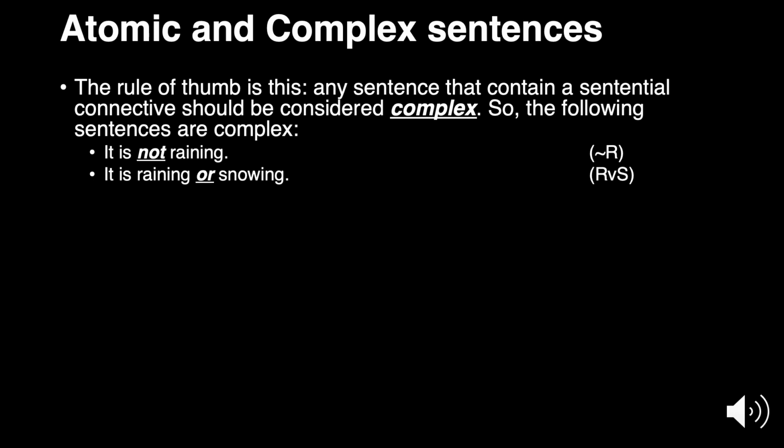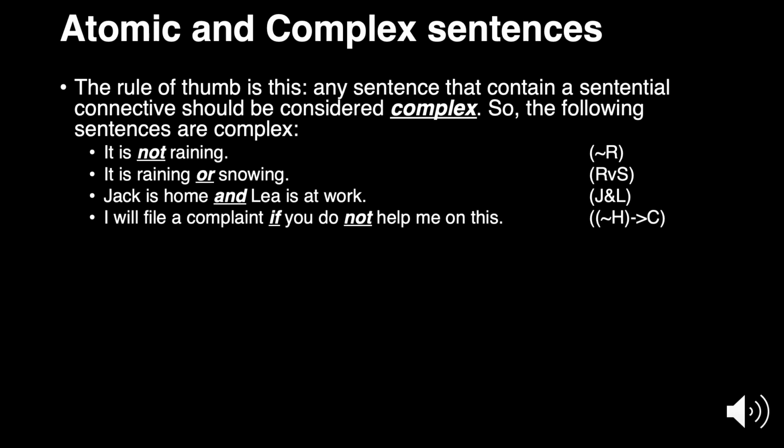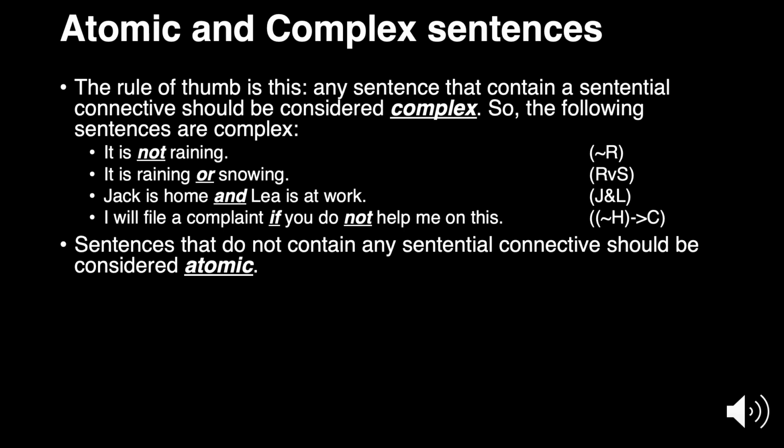R, wedge, S. "Jack is home and Leah is at work." J, ampersand, L. "I'll file a complaint if you do not help me on this." This is a threat, right? And you see a symbolization on the right. Not H, arrow C. I use parentheses to indicate the scope of the operator in the obvious ways. And so these are all examples of complex sentences.